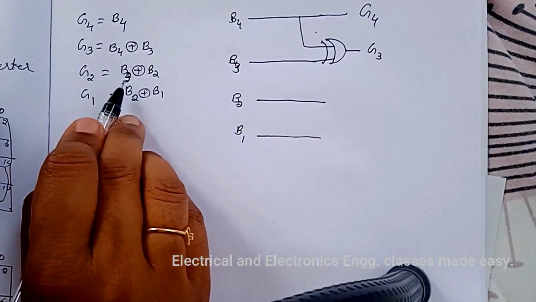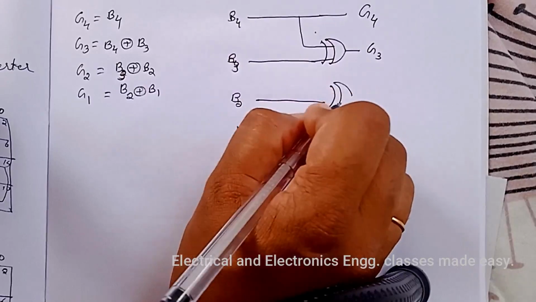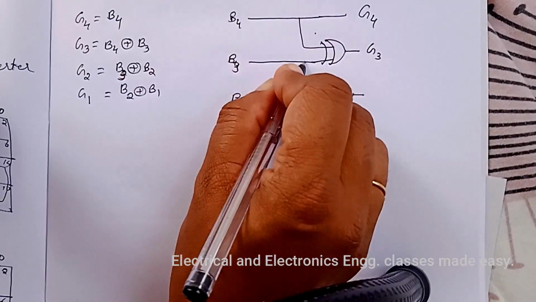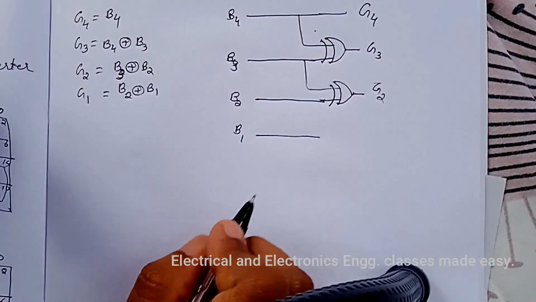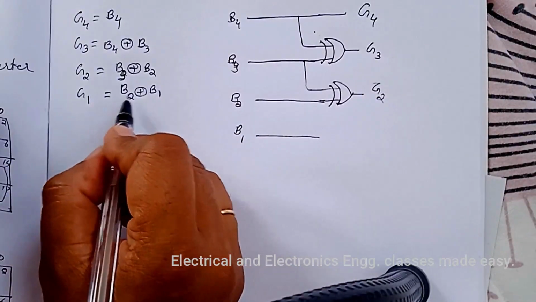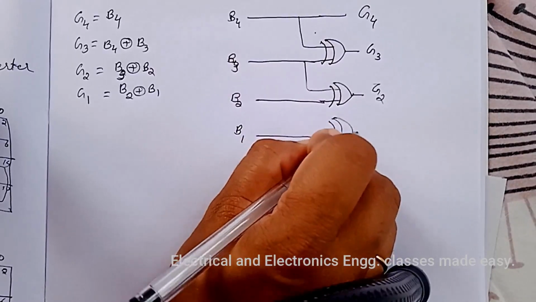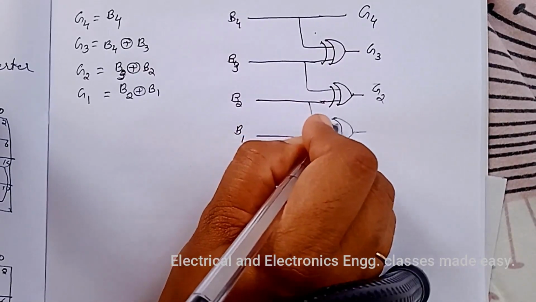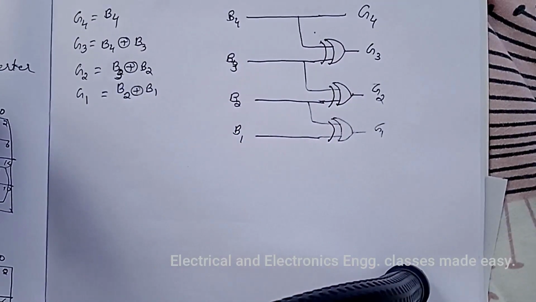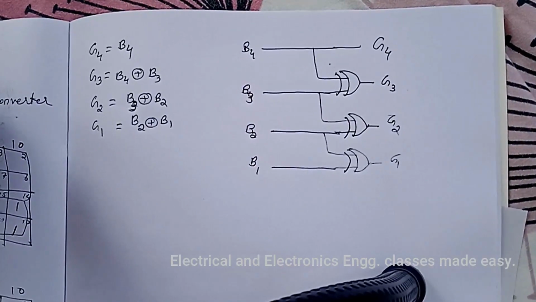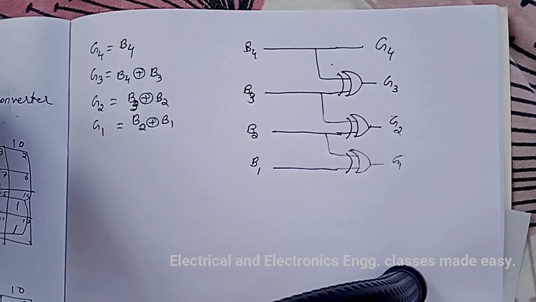Then G2 is B3 XOR B2. So here also draw one XOR gate, B3 XOR B2, and that is equal to G2. And next is G1, B2 XOR B1, and that is equal to G1. So this is the logic diagram for the code converter, that is binary to gray code converter.